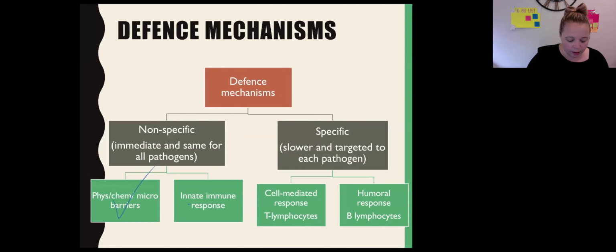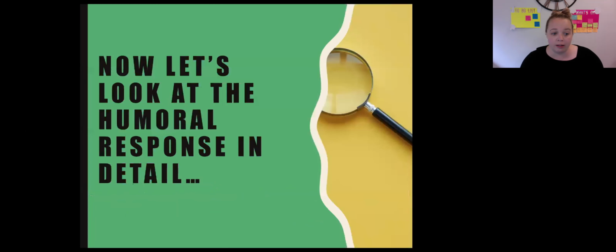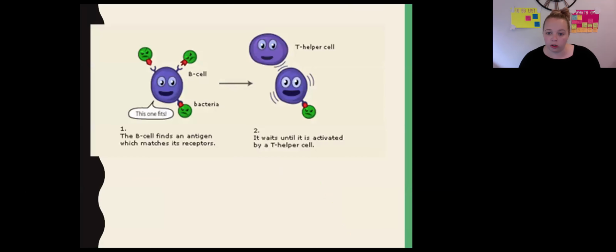So we've done our physical and chemical barriers and microbiological. We've done the innate immune response. We've done the cell-mediated response, which has to do with the T cells. Now, the final one that we've got to talk about are the B cells and the humoral response. Now, it's going to take up more than one video. We are on page 14, and let's talk through our story.